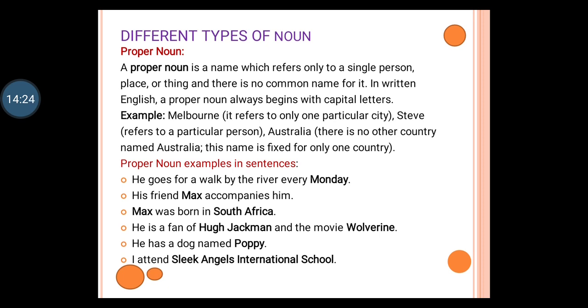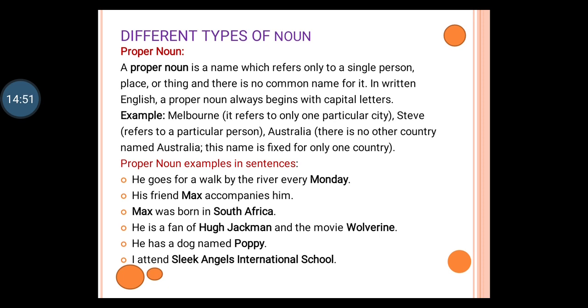And when you are writing in written English, a proper noun always begins with a capital letter, no matter where it is found in a sentence. If a proper noun is in the middle of a sentence, it must come with a capital letter. If it's at the beginning of a sentence, it must come with a capital letter. If it's at the end of a sentence, it must come with a capital letter.